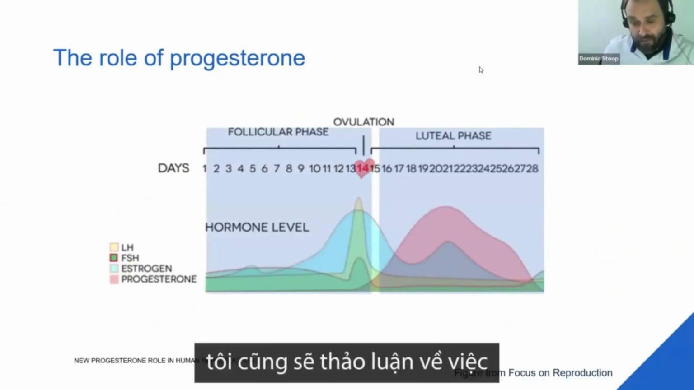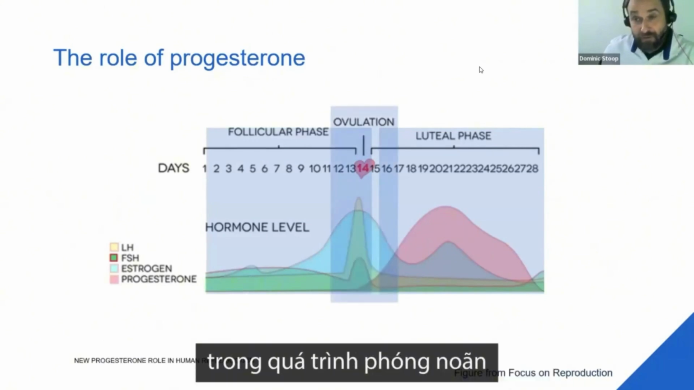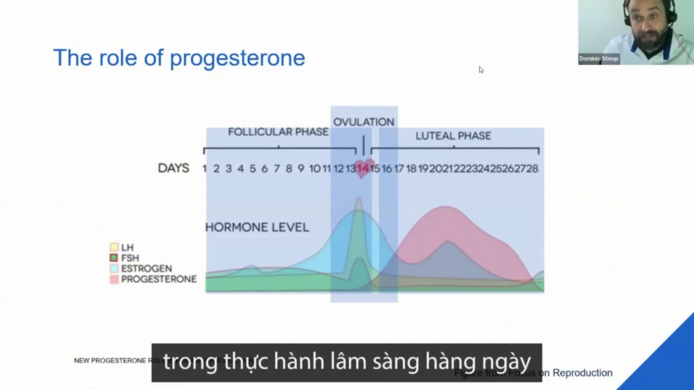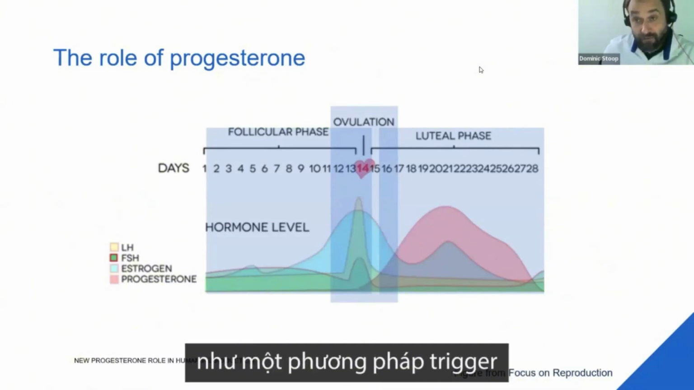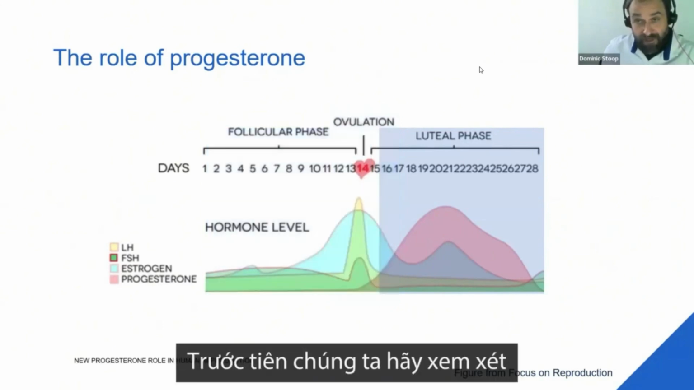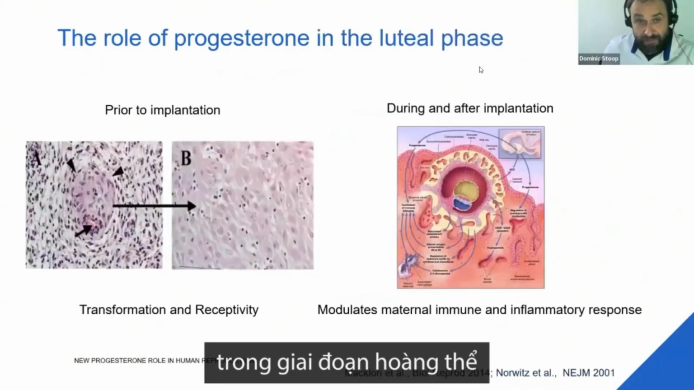And finally, I will also discuss how progesterone plays a role in ovulation, and where we could explore opportunities for the progesterone hormone in our daily clinical practice as a method for ovulation triggering. So let us first have a look at the conventional role of progesterone in the luteal phase.